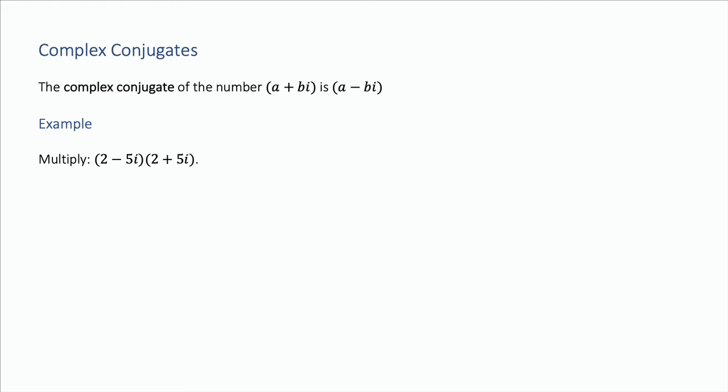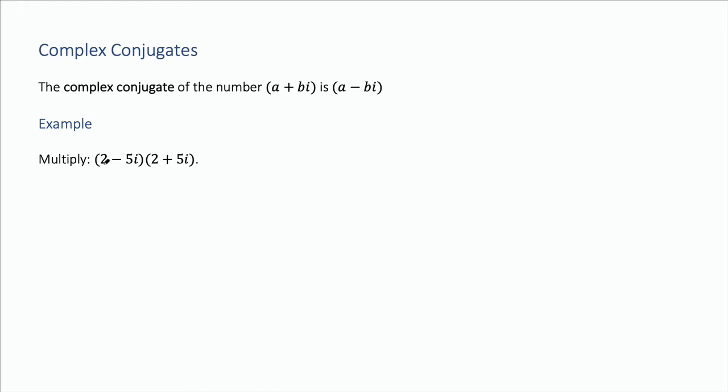A special relationship that exists among complex numbers is something called the complex conjugate. The complex conjugate of a number, a plus bi, is a minus bi. It's the same two parts, but we just flip the sign on the imaginary part. Let me show you why this is a special relationship.